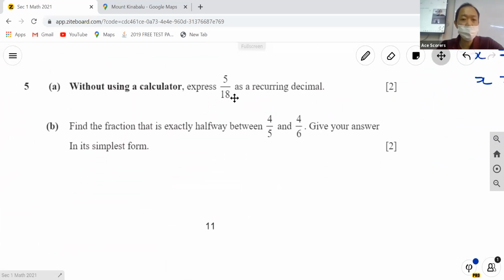All right. Okay, so this is slightly more difficult. Okay, express 5/18 as a recurring decimal, and find the fraction that's exactly halfway between 4/5 and 4/6. Let's try this.